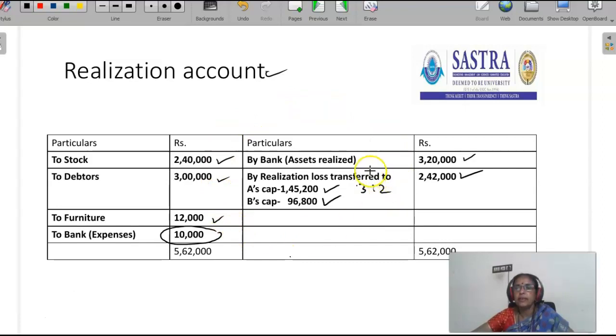So the first step, as usual, is to prepare the realization account. But in this realization account, the liabilities should not be transferred, only the assets, the realization of assets, and the expenses met. The expenses mean realization expenses. Then the loss will come, and the loss should be transferred to the partners' capital accounts in their profit sharing ratio. This is the first step.